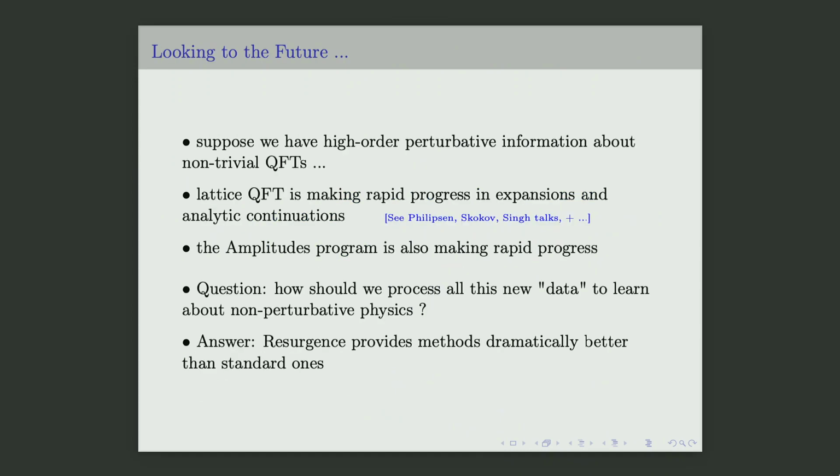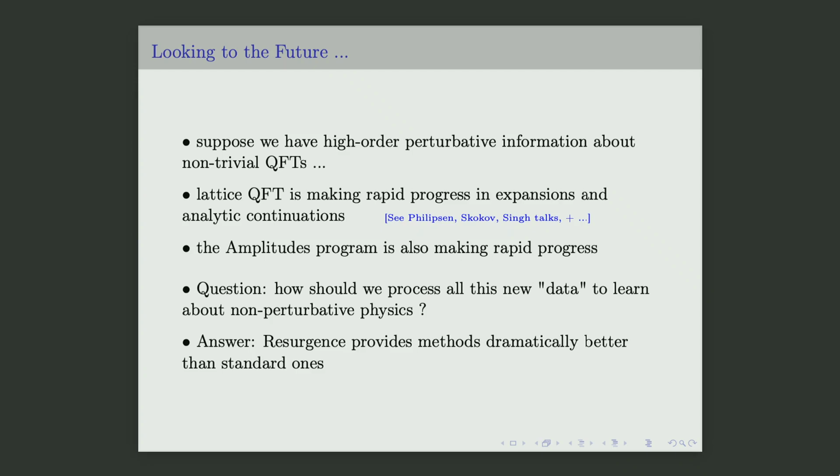So I want to start off by asking to look towards the future. Suppose we have this very high order information about interesting quantum field theories, ones that are really non-trivial, and then take into account the fact that you lattice people are making spectacular progress very rapidly in many interesting directions in terms of expansions and fittings and extrapolations. A lot is happening, and I think it's happening very quickly. As an outsider from the lattice community, I think it's incredibly impressive progress.